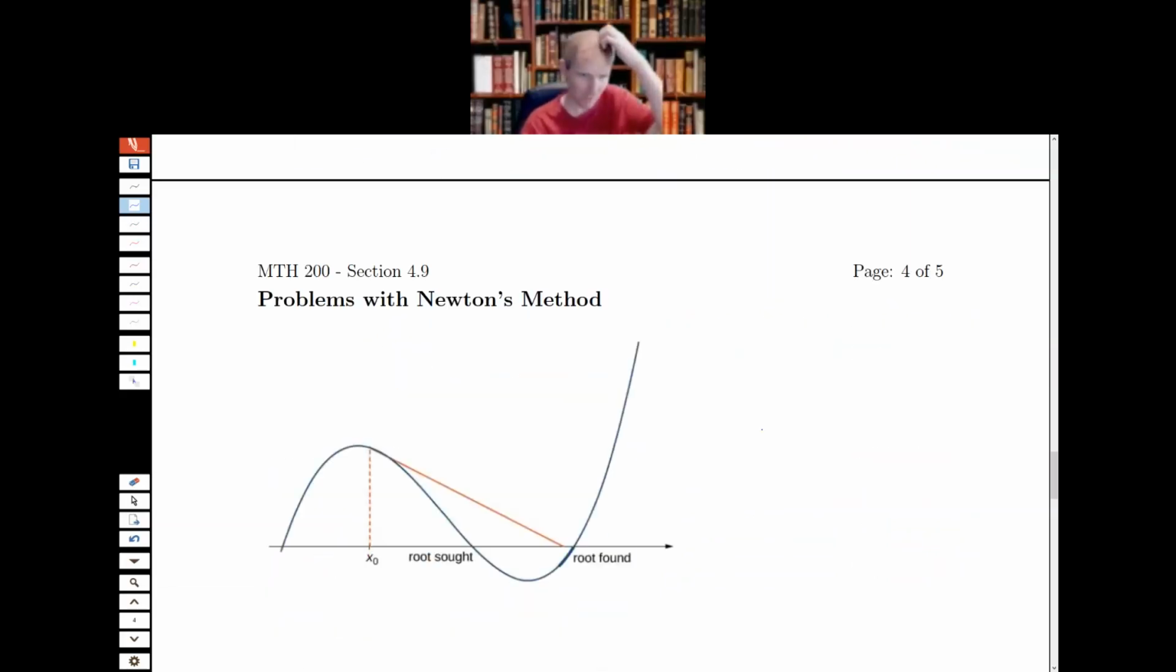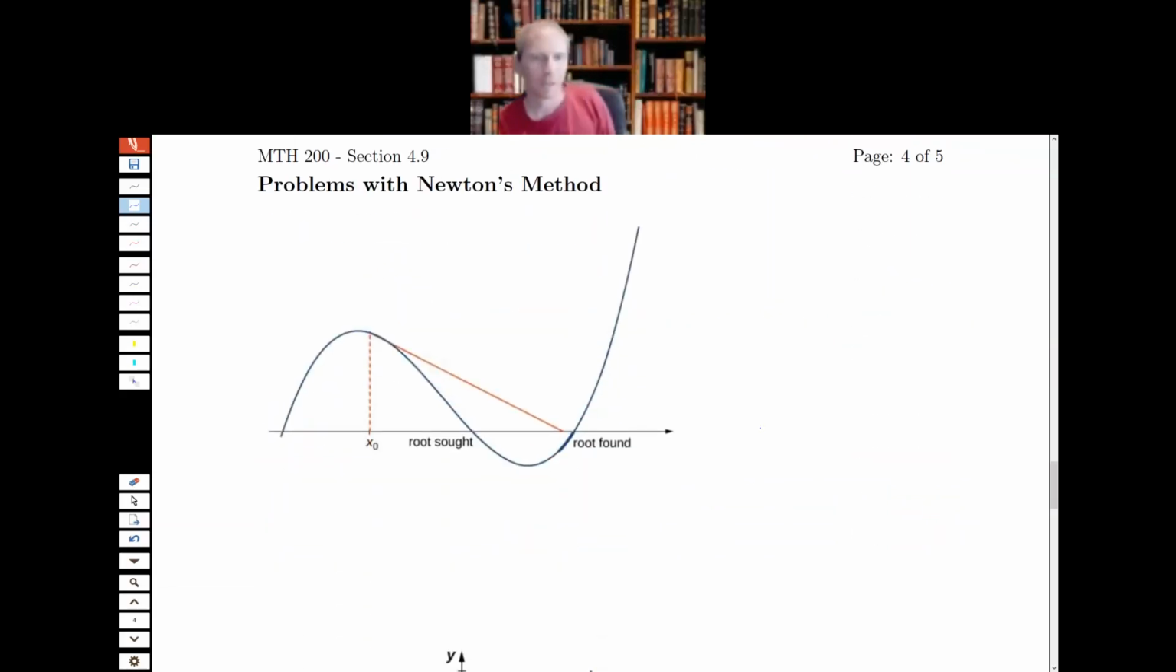So let's look at some things that are wrong with Newton's method. One of the things that can go wrong is, let's suppose that I'm looking for this place here where the function hits 0. My guess is over here, the tangent line is going to hit over here and get me really close to this root. And of course, the next tangent line is going to almost hit that root. So one of the problems can be Newton's method may not always find the root that is closest to your initial guess.